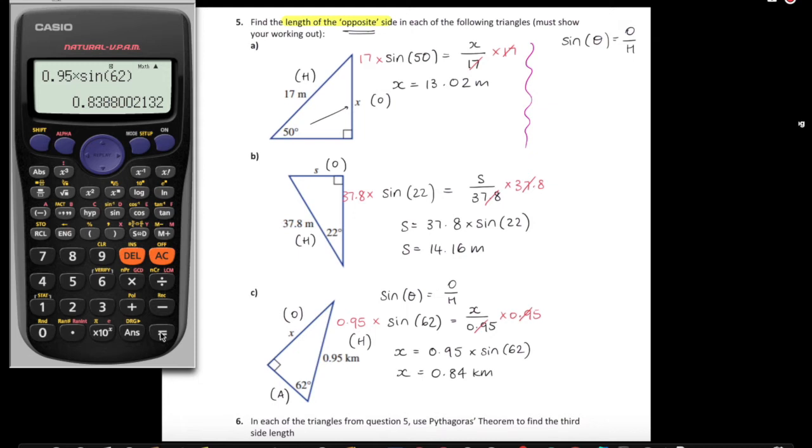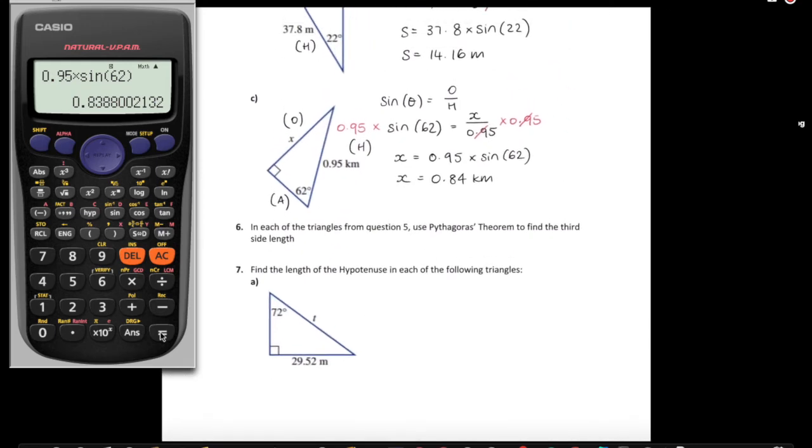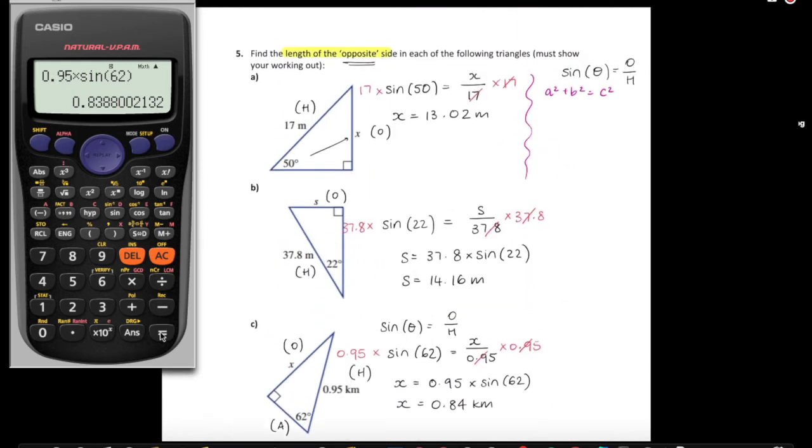So Pythagoras' theorem tells us that a squared plus b squared equals c squared. So in this case, we know c squared is the hypotenuse. So then we've got 13.02 squared plus b squared equals 17 squared. Now, there is the adjacent side that we don't know the length of, and that's what we're trying to find. So I'm going to rearrange this equation now. So b squared is equal to 17 squared minus 13.02 squared.